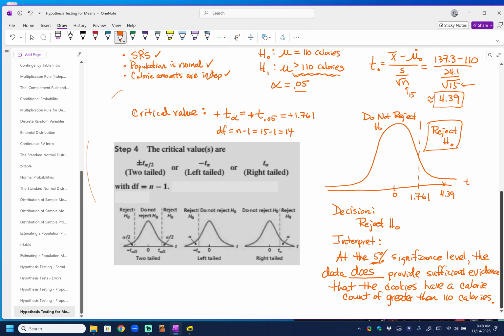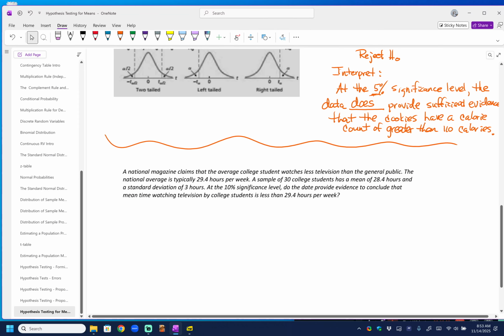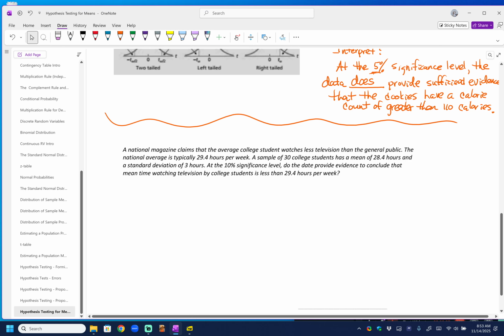All right, let's look at a few more examples. It says, a national magazine claims that the average student watches less television than the general public. The national average is typically 29.4 hours per week. A sample of 30 college students has a mean of 28.4 hours and a standard deviation of 3. At the 10% significance level, do the data provide evidence to conclude that the mean time watching television by college students is less than 29.4 hours a week?